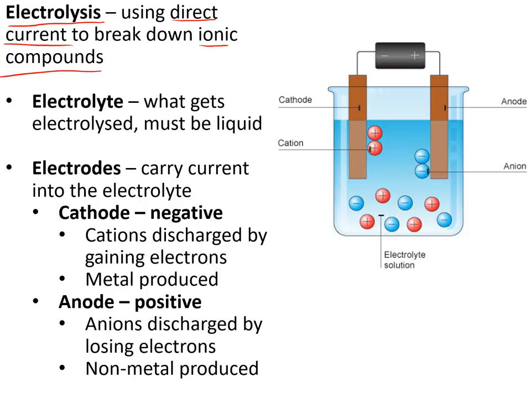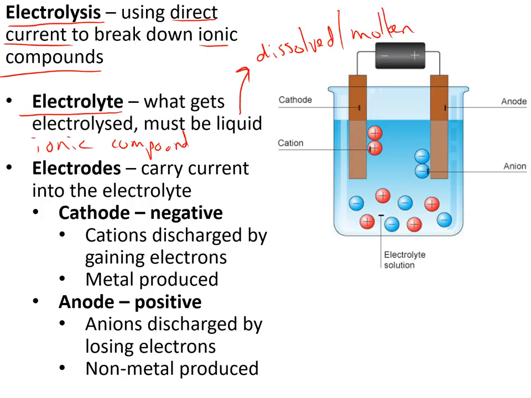Now, in terms of some of the basic language, an electrolyte is the thing that gets electrolyzed. It must be a liquid ionic compound, okay? And that liquid means it's either dissolved, so take some salt and dissolve it in water, or it is molten, so get some table salt and heat it very, very strongly until it melts.